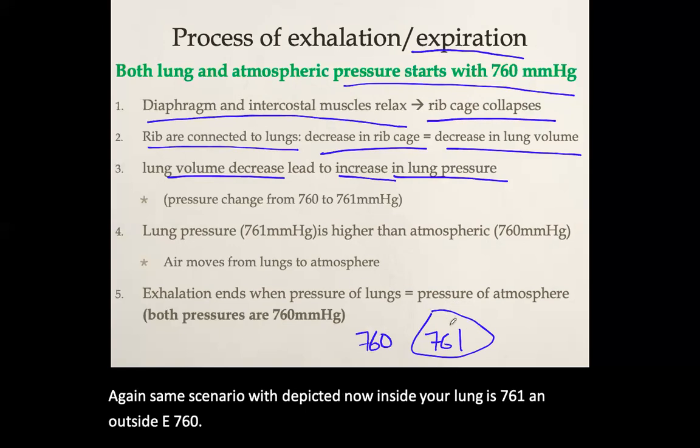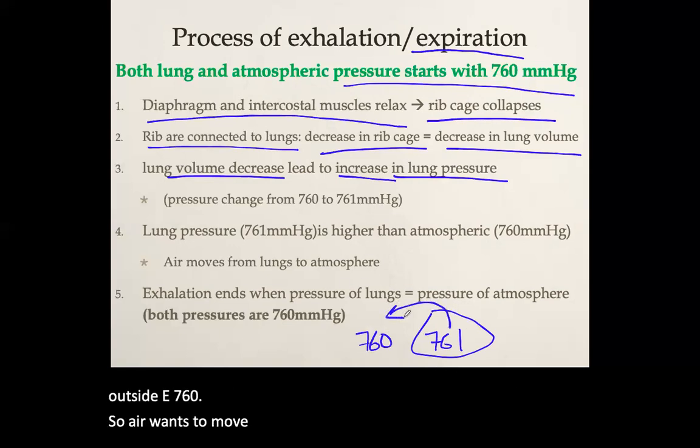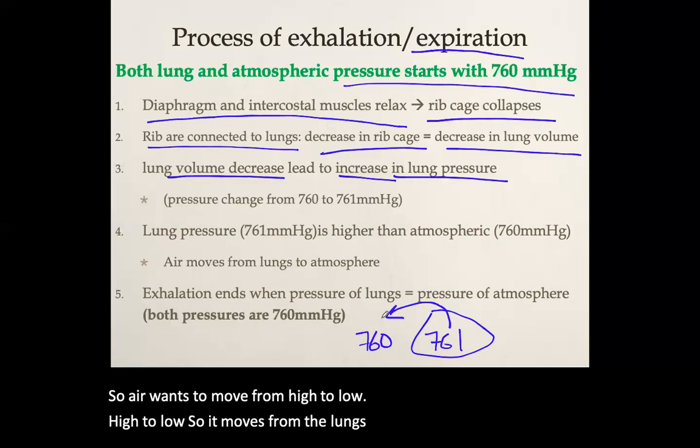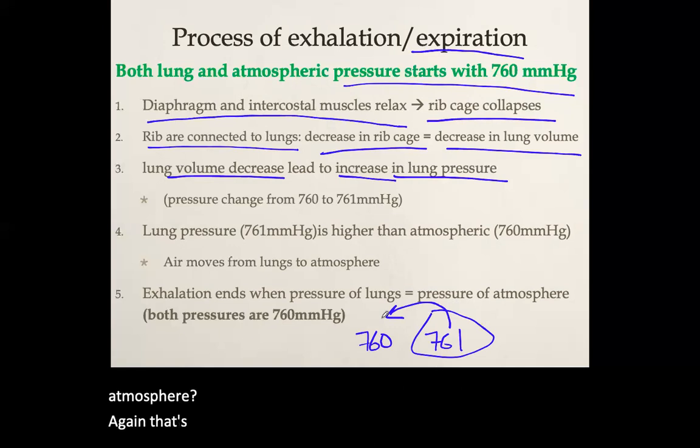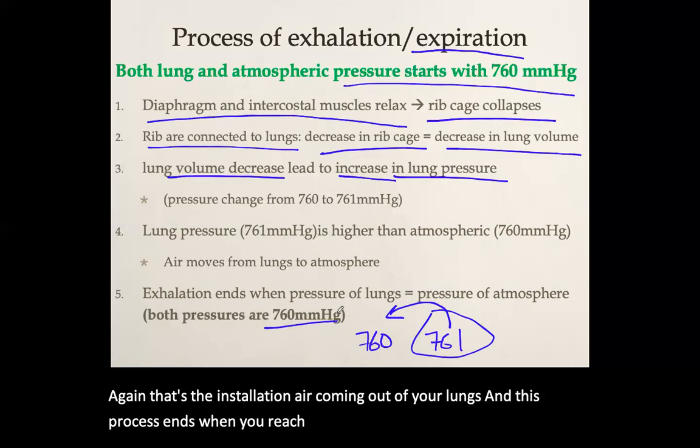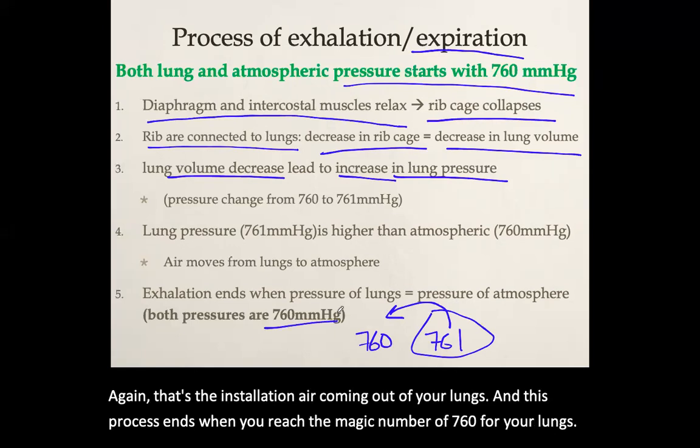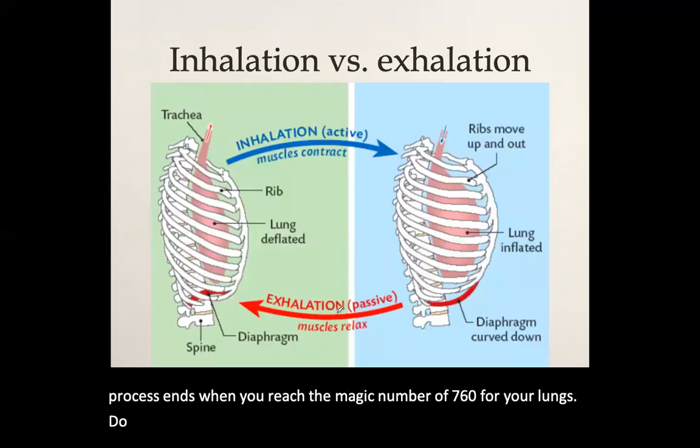So air wants to move from high to low, high to low. So it moves from the lungs outside, which is your atmosphere. Again, that's the exhalation, air coming out of your lungs. And this process ends when you reach the magic number of 760 for your lungs. Do not make it more complicated, guys.